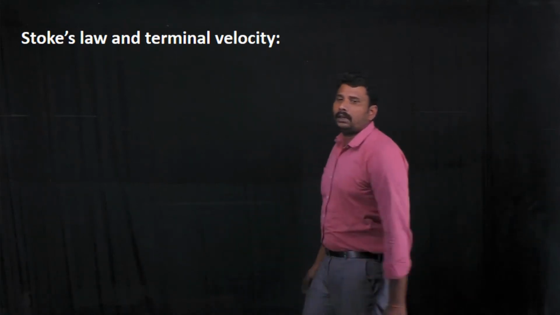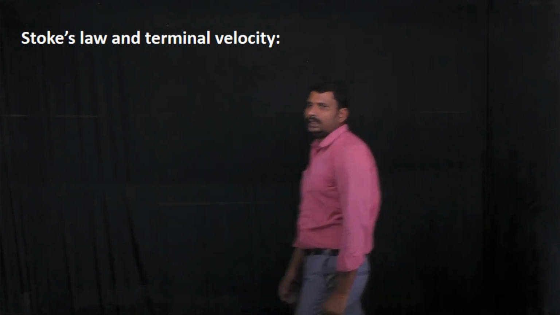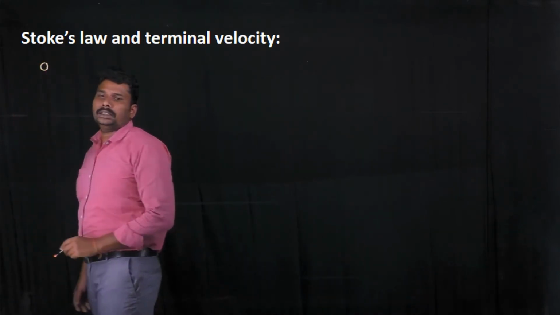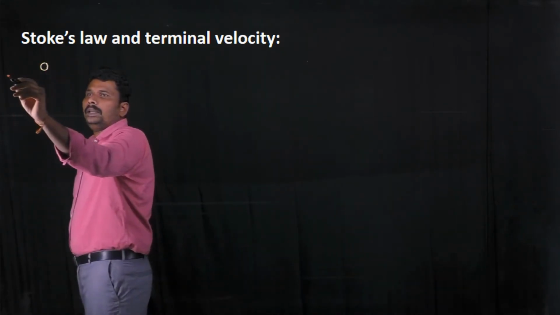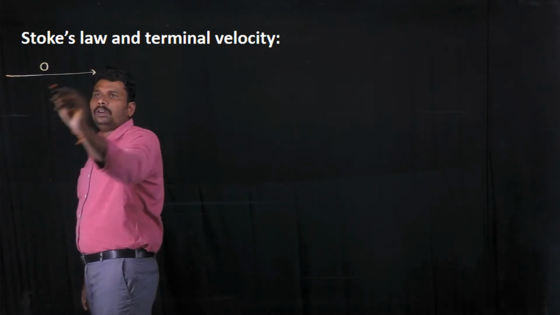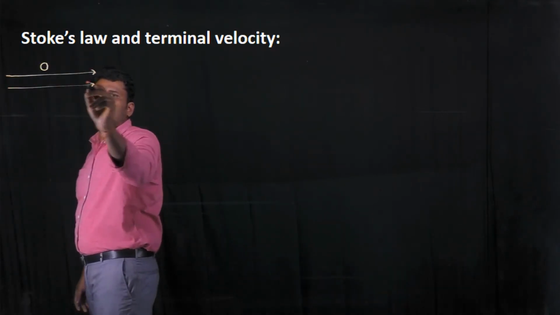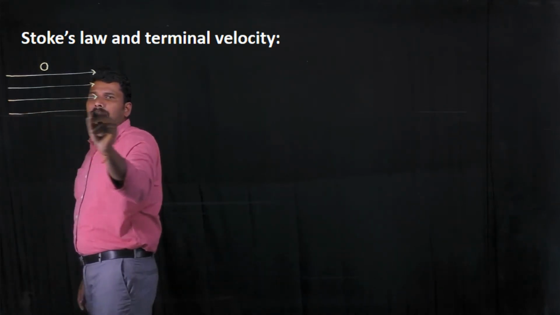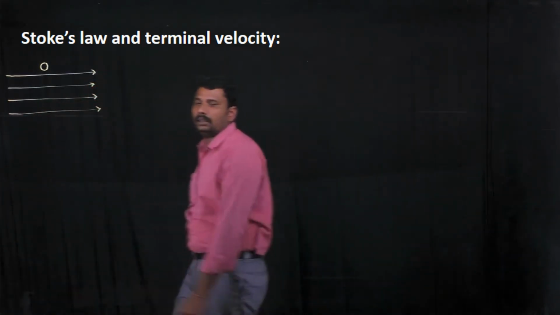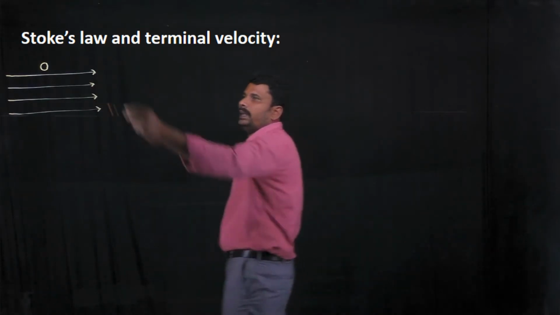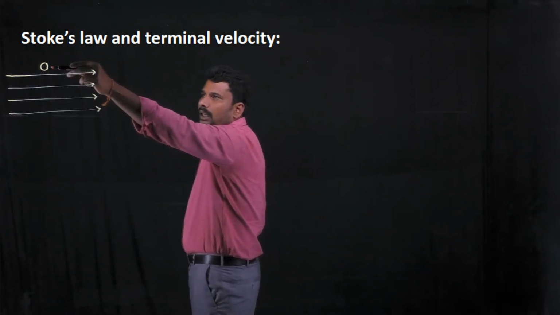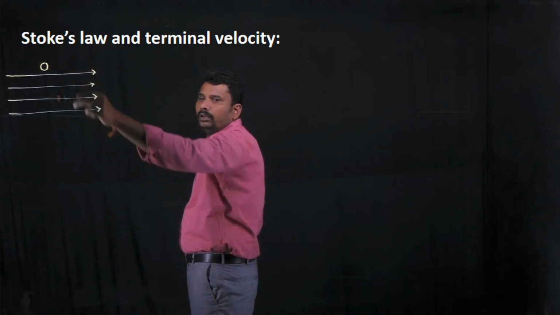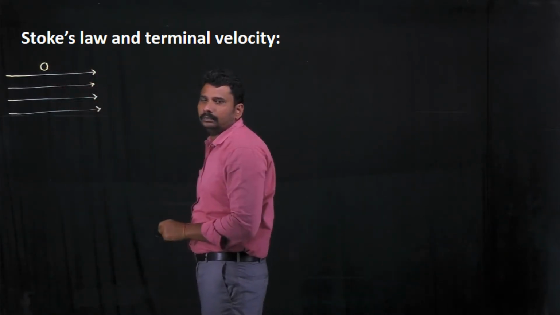Stokes law and terminal velocity. Let us consider there is a spherical object like this, and this spherical object is dropped from a certain height, and assume that the arrow mark lines are different layers of a fluid. Here the spherical object drops from a certain height and flows through a medium. Of course, air is a medium here.